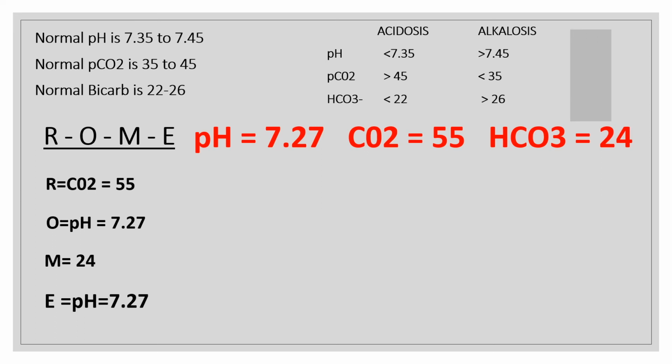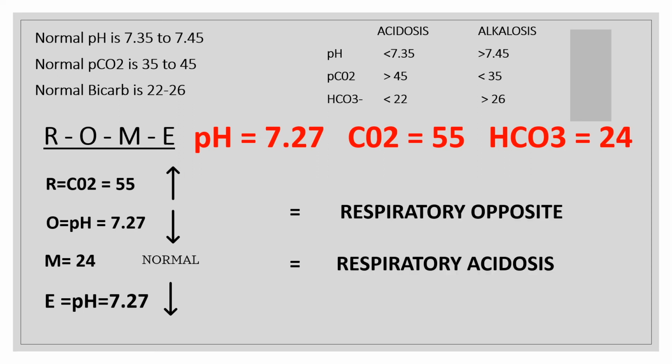The CO2, which is 55, which is greater than 45, is going to also be acidic. The HCO3 is 24, which is between the 22 and the 26 for the bicarb, so that is normal. So the R, or the CO2, is going to be increased or acidotic. The O, or the pH, we said is decreased, that is acidic. The M, we said the 24 and the bicarb is normal. And again, the E, or the pH, is also 7.27, it is decreased. So the R and the O are opposites of the R.O.M.E, so we have a respiratory acidosis.